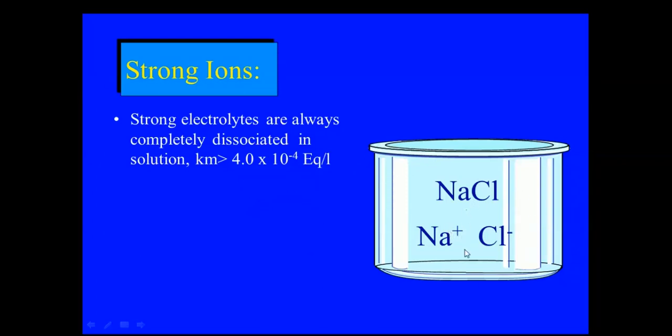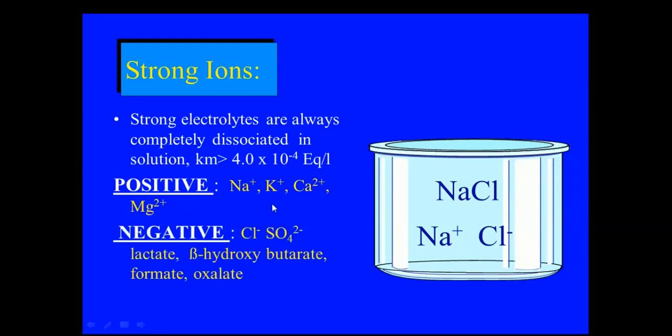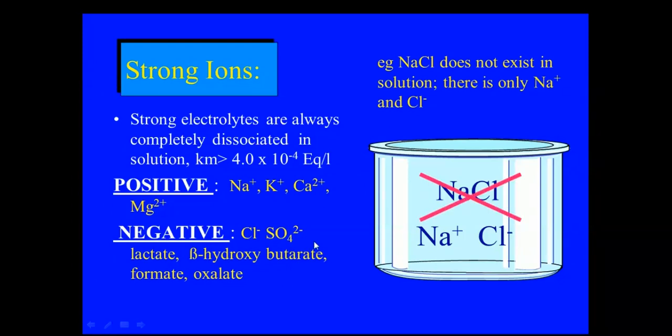So if we look at a beaker of water that has sodium chloride in it, you don't have sodium chloride. The positive ones first: sodium, potassium, calcium, magnesium, the things we've been talking about today. And on the negative side, chloride, sulfate, lactate, beta-hydroxybutyrate, formate, oxalate. Not phosphate. Phosphate's actually a weak acid. So in this solution, you have a sodium ion and a chloride ion. They dissociate. You do not have them together. The reason this is important is these are charged elements, and if there's a difference in their concentrations, they're creating a very important electrical force in the solution.